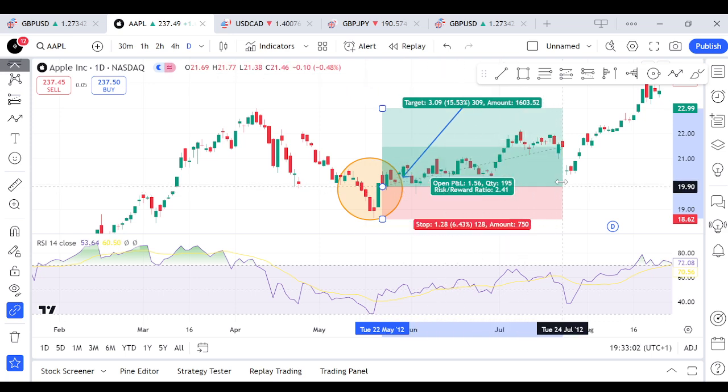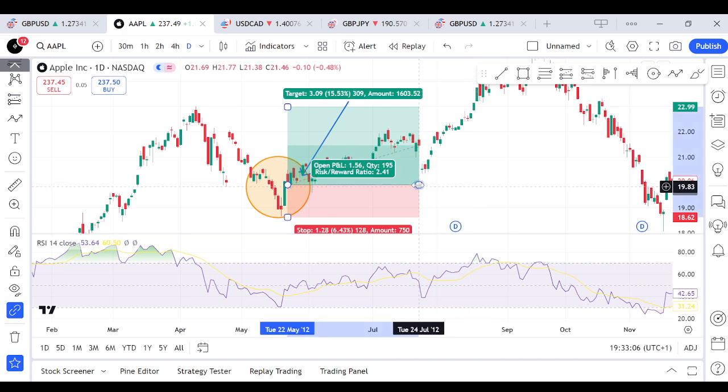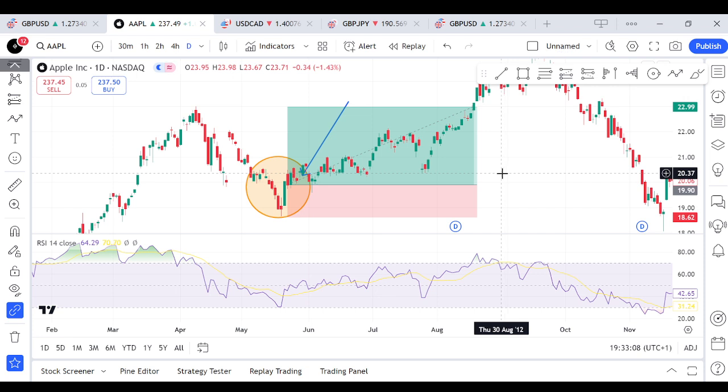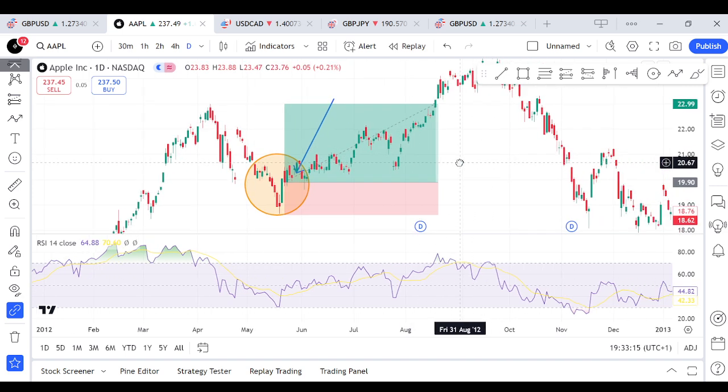Either way, your risk management is up to you, but it's advised you always apply risk management to your trades. So this is how you use the bullish breakaway candlestick pattern. Never risk more than 1 to 2% of your trading capital on a single trade, and adjust the position size accordingly based on the distance between your entry point and stop loss.